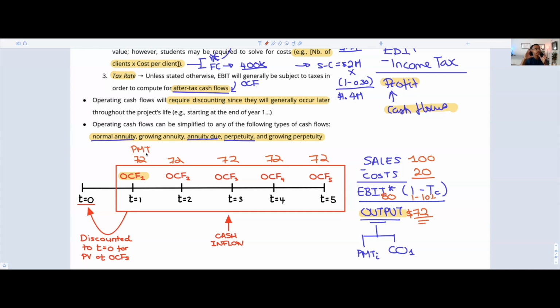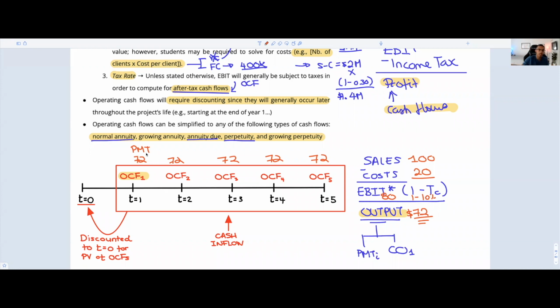You notice how this looks exactly like our chapter 5 time value of money chapter, right? So then you could just plug it in within your formula, or you could plug it in within your calculator and put CO1 as 72, then put your FO1 as being 5. I hope that's clear. And also, by the way, if this is a constant output, there's no reason why this won't be the same every single year. That's what I was trying to get to.